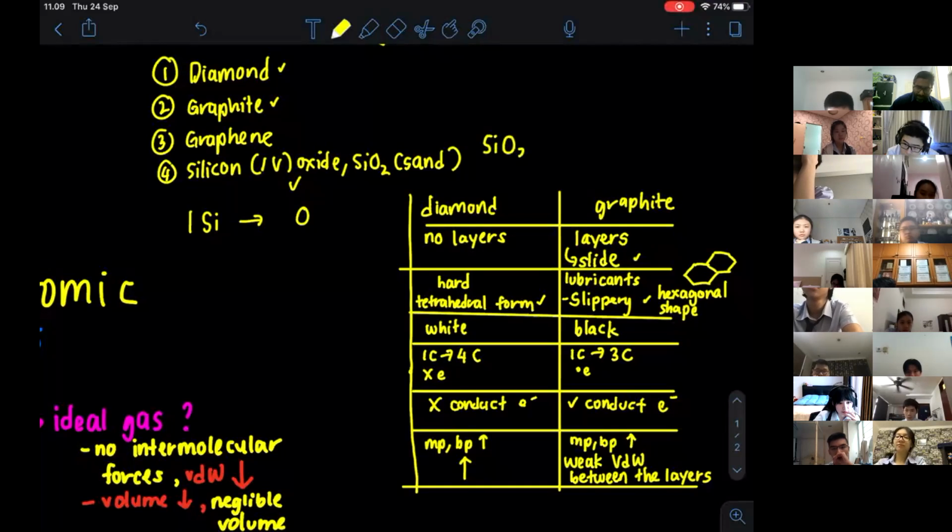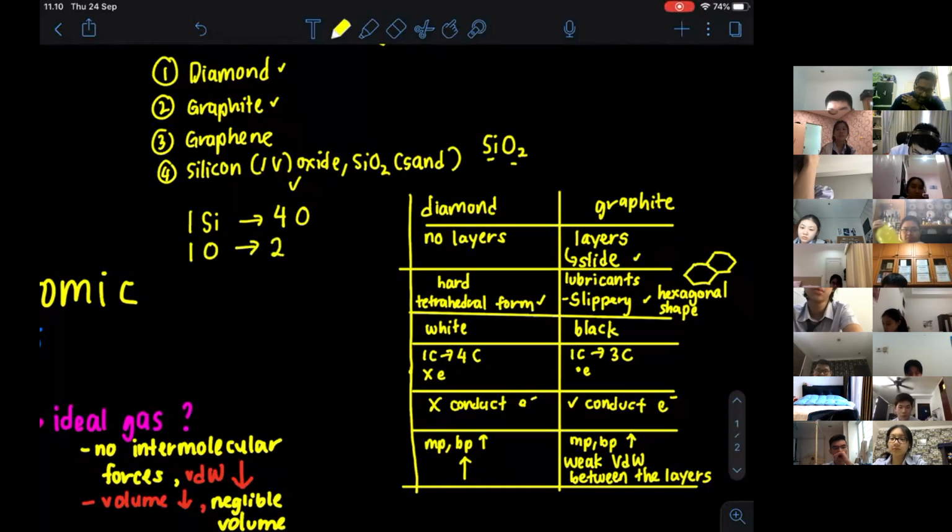Do remember this. SiO2 is not actually just Si and then 2. Then you just give 2 over there. That's going to be wrong. So this one is 1 atom of Si bonded to 4 oxygen. And then each 1 atom of oxygen is going to be bonded to only 2 Si. This one, memorize.